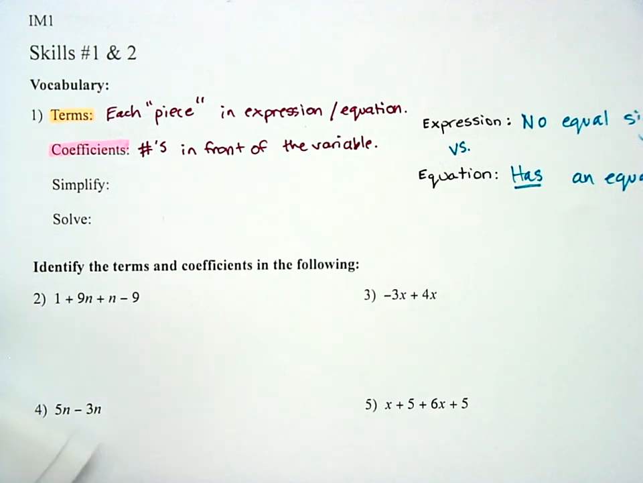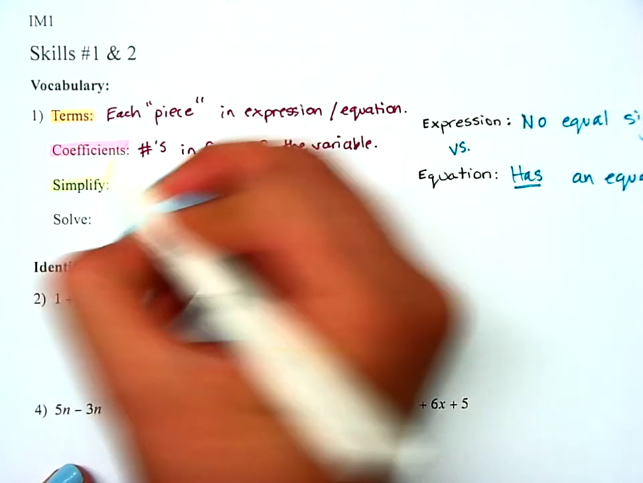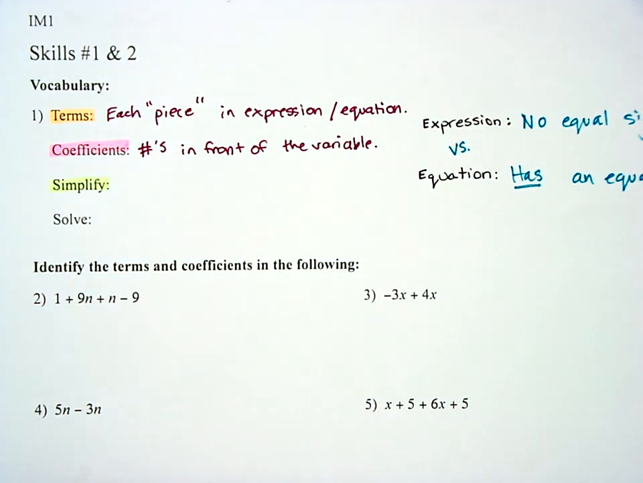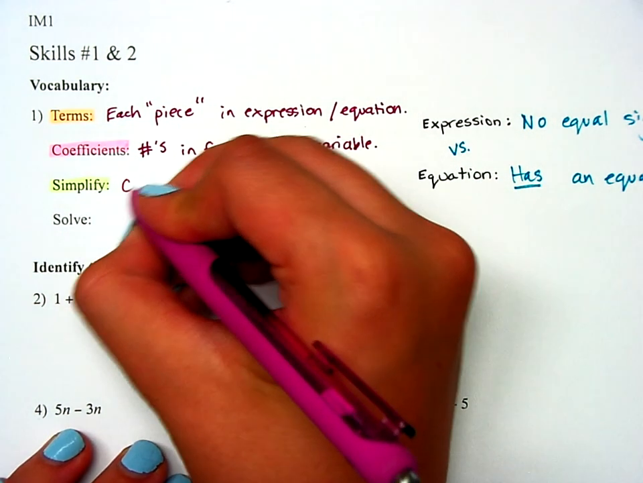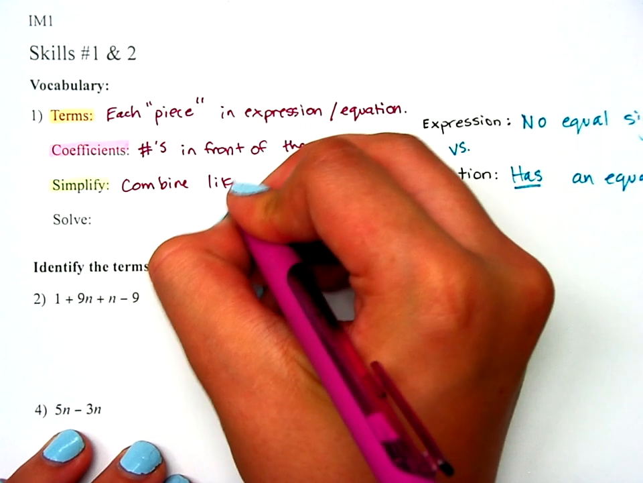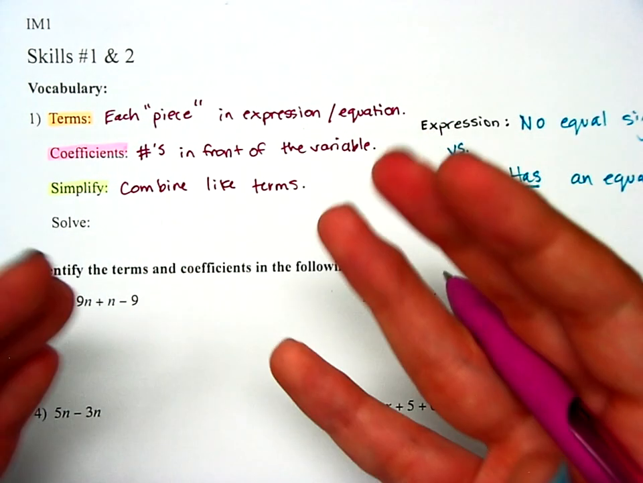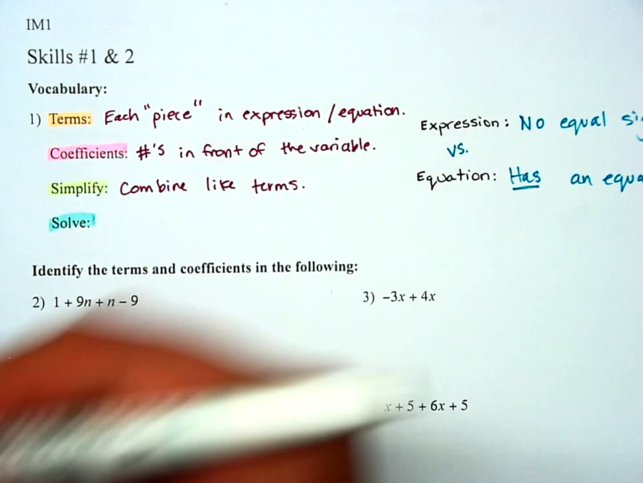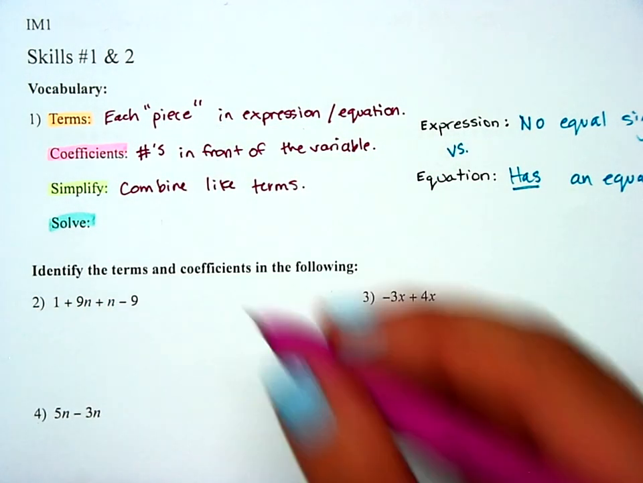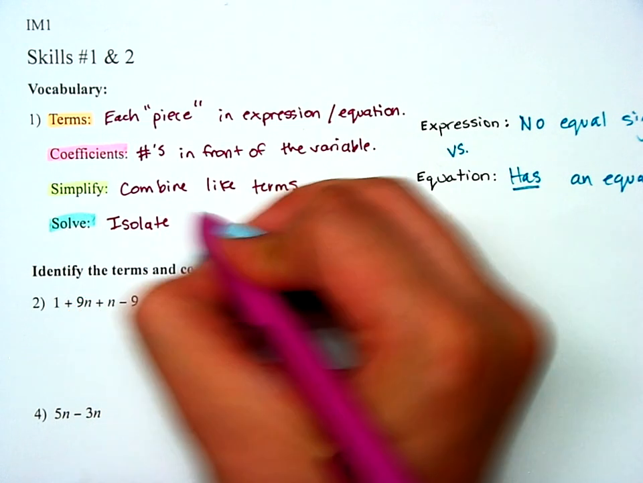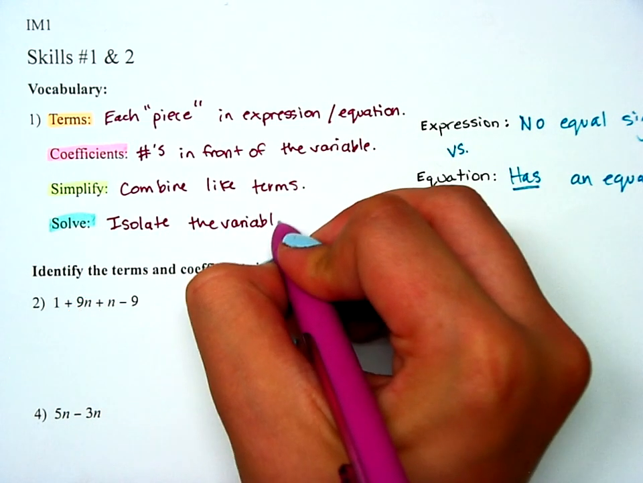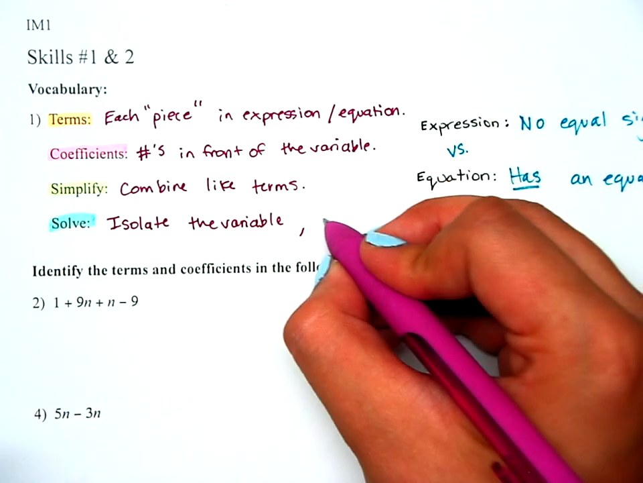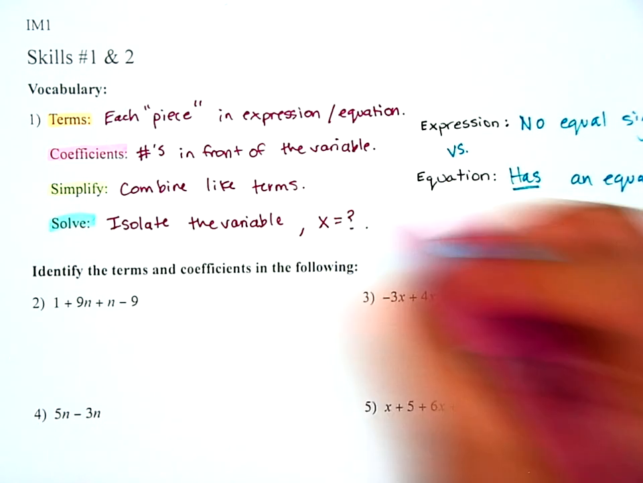All right, the next one, to simplify. So we're going to now talk about the difference between simplify and solve. Simplify just means to combine like terms. That's it. Combine like terms. We are simplifying an expression. We're not solving anything. So we shouldn't have any equal signs, and our answers will still look like expressions usually. And then to solve, so if we are solving an equation, that means we are isolating the variable. And really what we're doing is we're finding out what is x equal, what is y equal. We're finding the value of that variable.